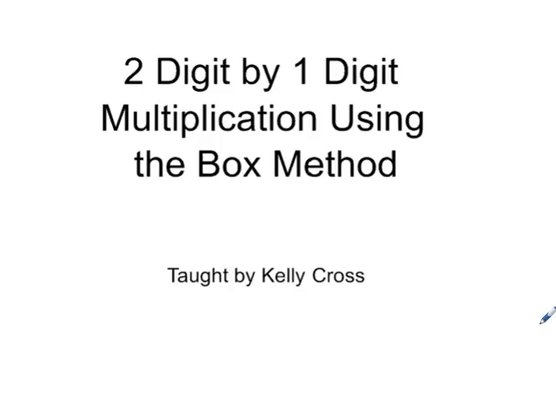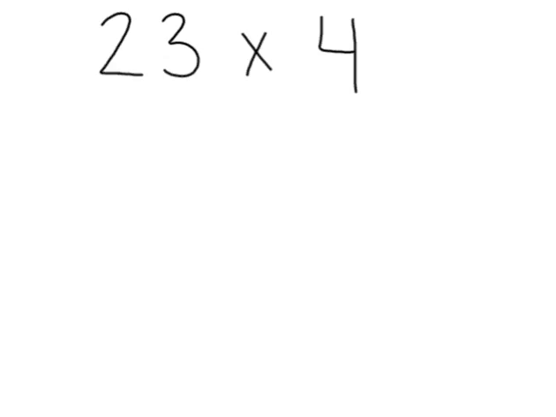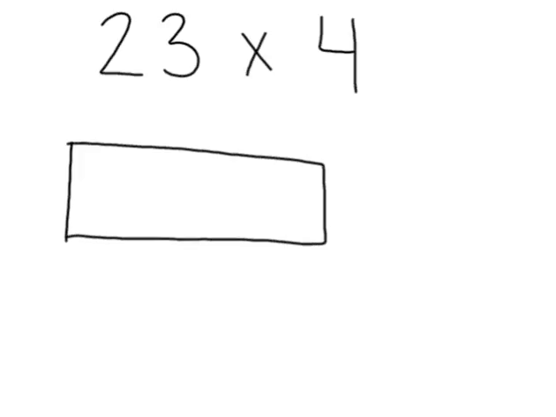I'm going to show you how to multiply a 2-digit by a 1-digit number using the box method. For the first problem, we're going to use 23 times 4. Like we've learned earlier this year, when we're multiplying or dividing, it really represents an array. And because the 23 and 4 are two different size numbers, they're not the same, we know that that represents a rectangle array and not a square array.